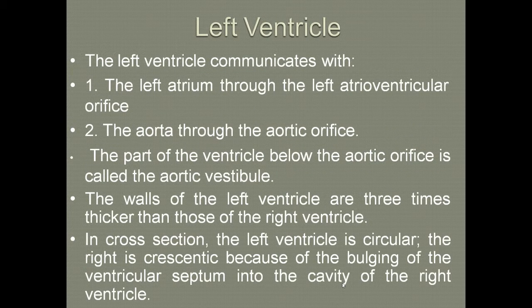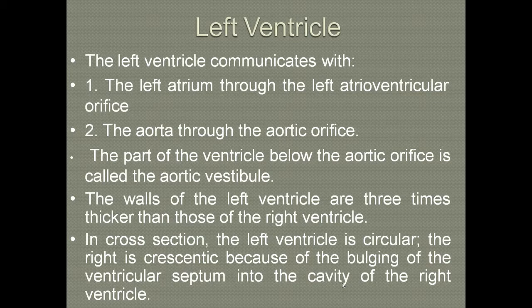The left ventricle communicates with the left atrium through the left atrioventricular orifice and with the aorta through the aortic orifice. The part of the ventricle below the aortic orifice is called the aortic vestibule. The walls of the left ventricle are 3 times thicker than those of the right ventricle. In a cross section, the left ventricle is circular, and the right is crescentic because of the bulging of the ventricular septum into the cavity of the right ventricle.